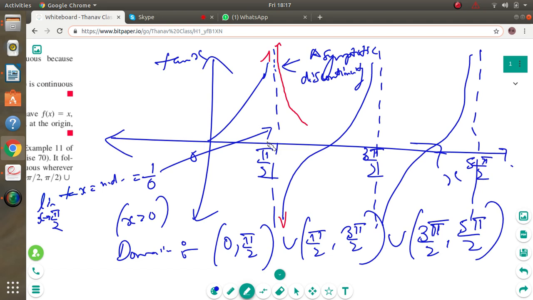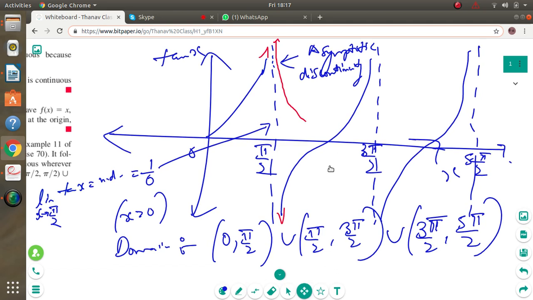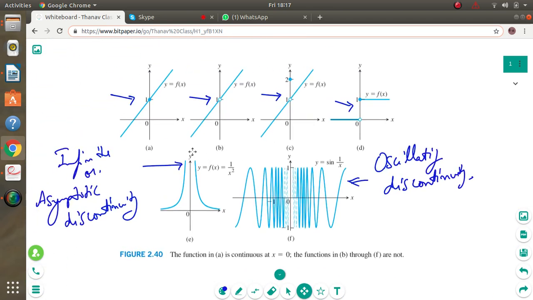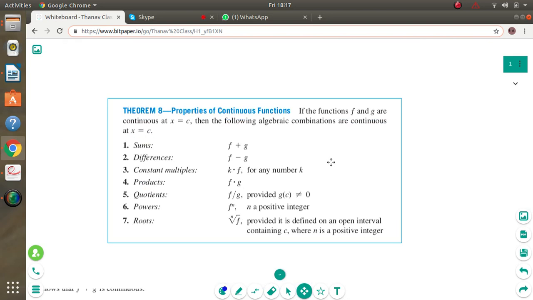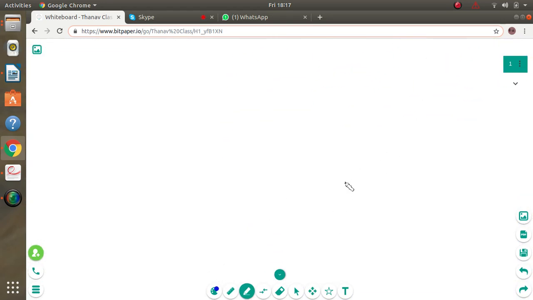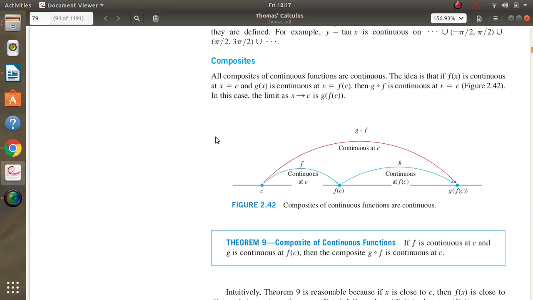Like in the last example, here we have limit is infinity. Here we have oscillating discontinuity for sin 1 by x. So here we have, now it's coming out to be.